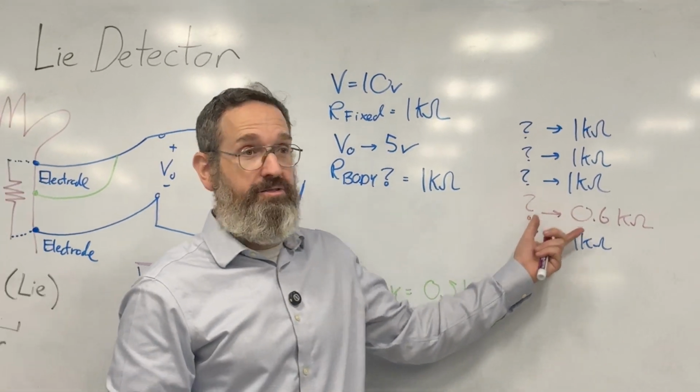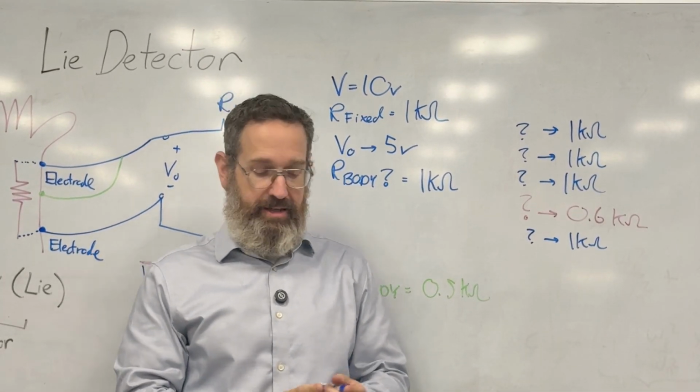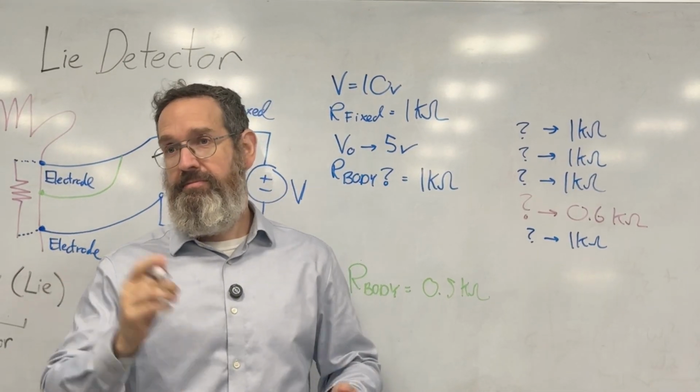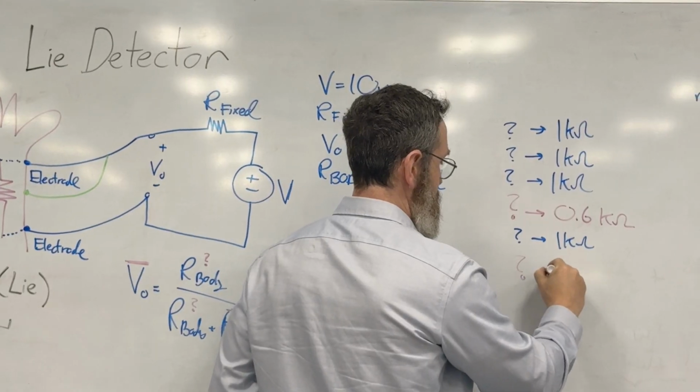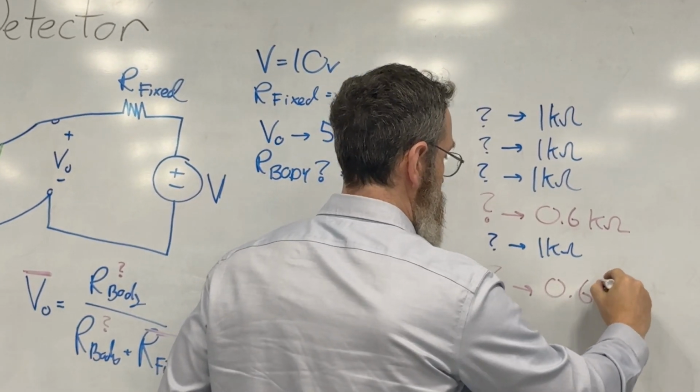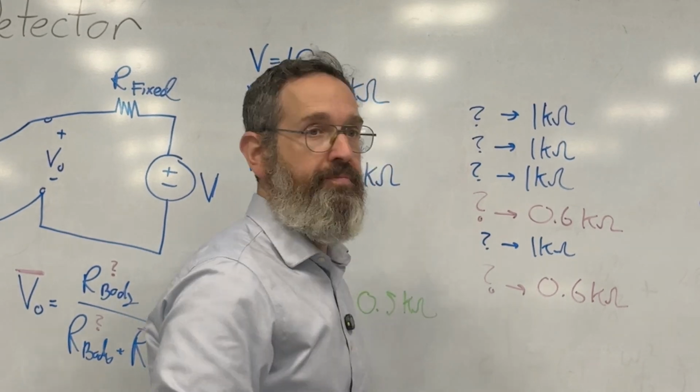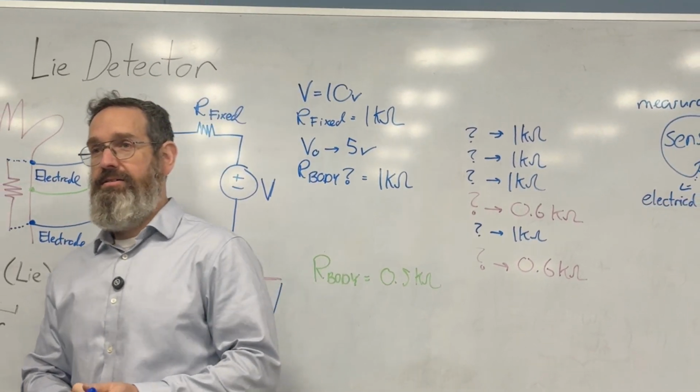Maybe you ask her something else that you know she's going to lie about, like she always lies about going to bed early. Did you go to bed early? Yes. 0.6 kilo ohms. So that's what they're doing, right?